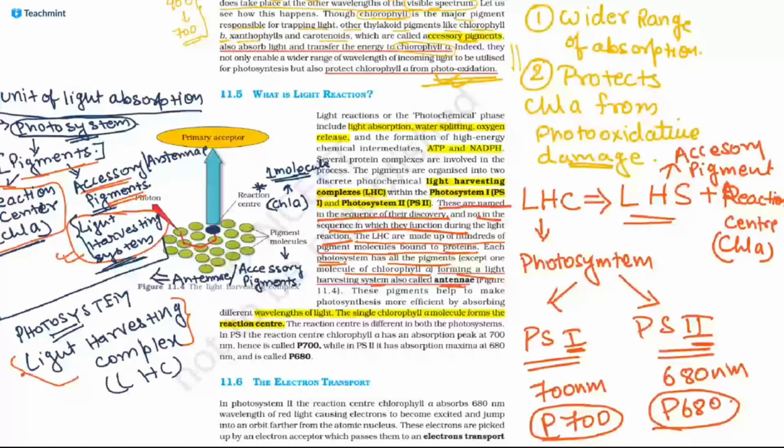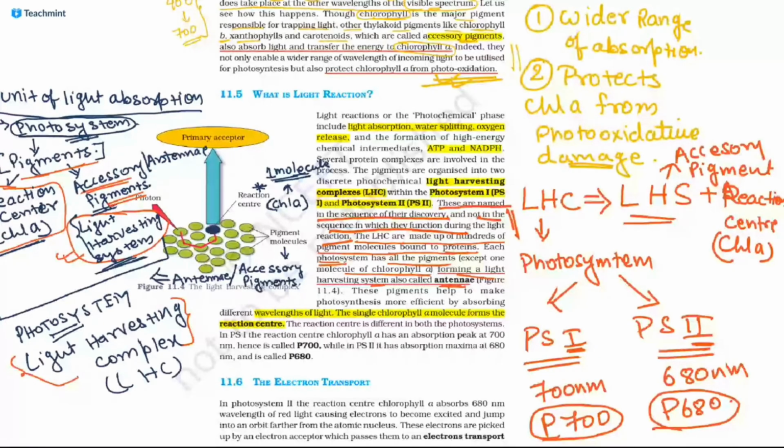Sometimes you may get a statement, right, that PS1 and PS2 are named as per the sequence in which they function during the light reaction. So that is false, right? That is false. Yes. They are named on the basis of the sequence of their discovery, not the sequence of their function. Clear? Yes, sir. So again, I am reading one statement. Tell me whether it is right or wrong. PS1 and PS2 are named on the basis of sequence of their function, not on the basis of sequence of their discovery. True or false? False. Right? Very good.